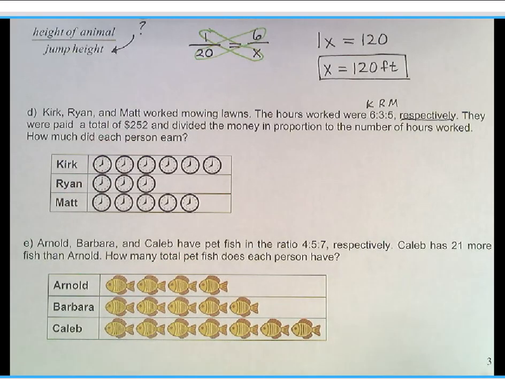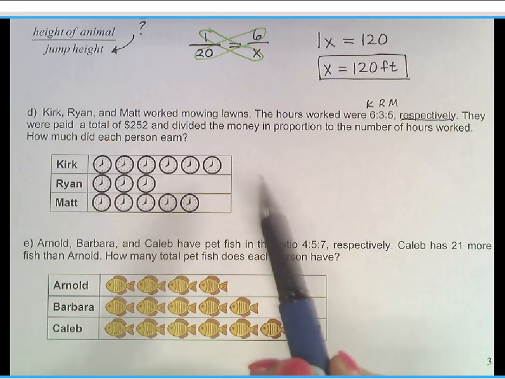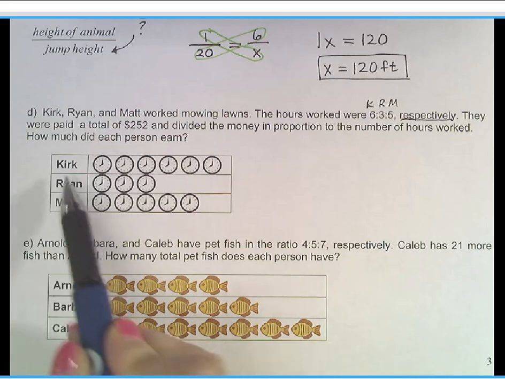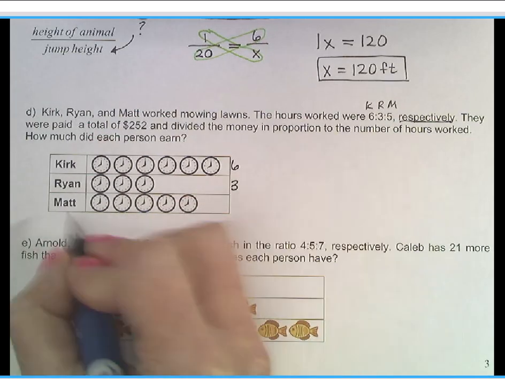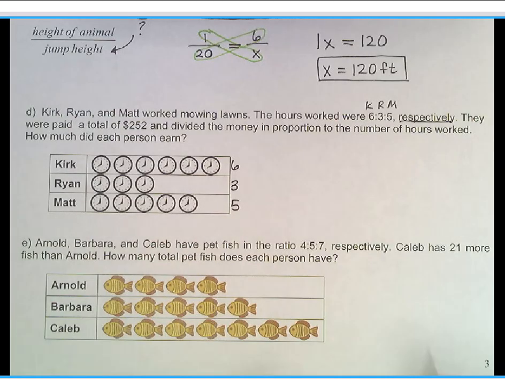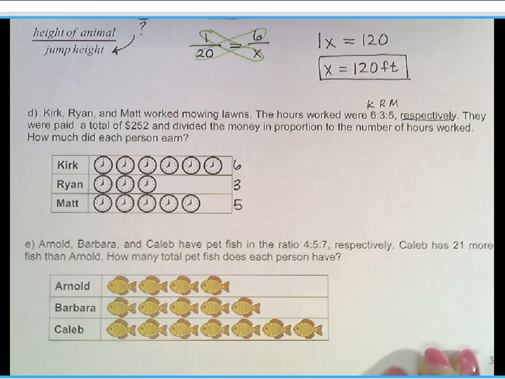They were paid a total of $252 and divided the money in proportion to the number of hours worked. So if you worked more hours, you got more of the money. How much did each person earn? So I decided maybe a visual for this so that we don't have to work it out in a super mathy way. I made a chart. So Kirk, that was 6 hours, Ryan, 3 hours, Matt, 5 hours. So 6 to 3 to 5, that's what we're comparing.